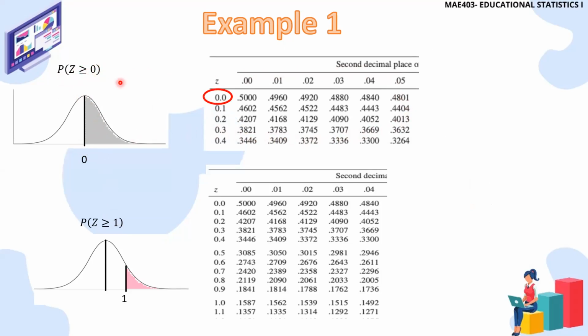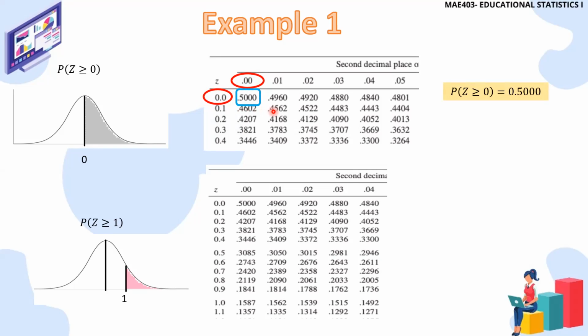So here, the value of z in the first column is 0, and then at the row you also refer to 0, because the value of z is only 0. Therefore, the value of probability z greater or equal to 0 is 0.5. So based on the normal table, probability of z greater or equal to 0 is equal to 0.5.